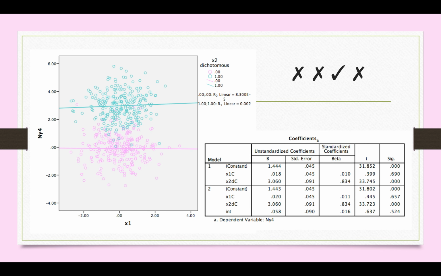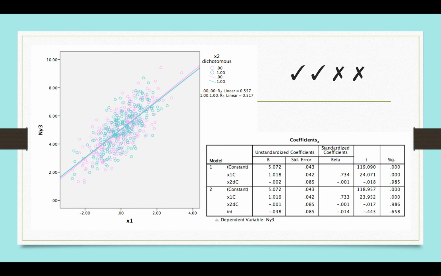Next, with this x's and y's, B0 is not significant because the line is at 0. B1 is not significant because the slope of the line is 0. B2 is significant because there's a difference between where the intercepts begin, and B3 is not significant because the slope is at 0. After running the regression analysis, we determined that x1 is not significant, x2 is significant, and the interaction is not significant.